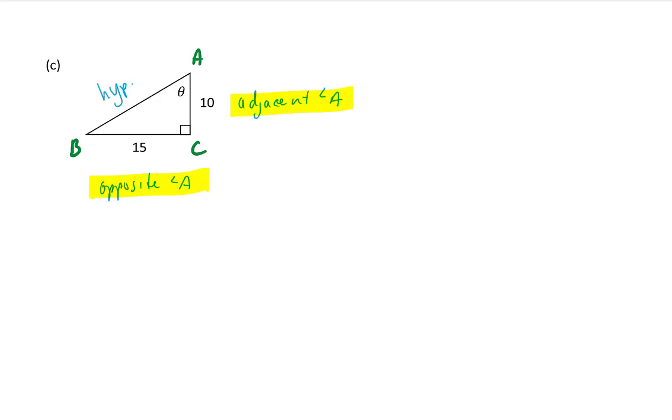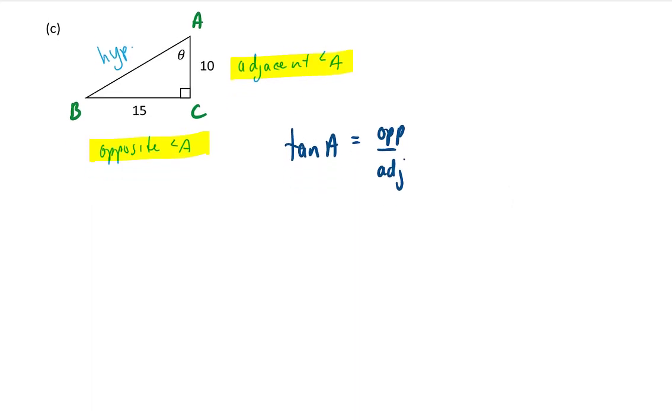So let's pick our ratio. Our ratio that works for that is tangent. The tangent of A, remember, has the opposite side divided by the adjacent side. And so if we want to solve that, instead of A this time, we have this fancy symbol called theta. So the tan of theta is equal to the opposite side 15 over the adjacent side of 10.